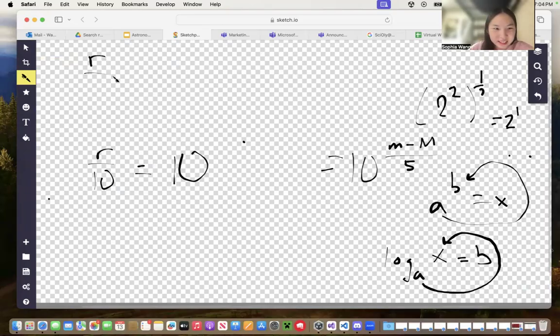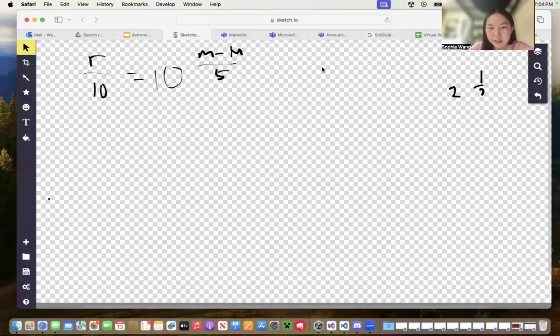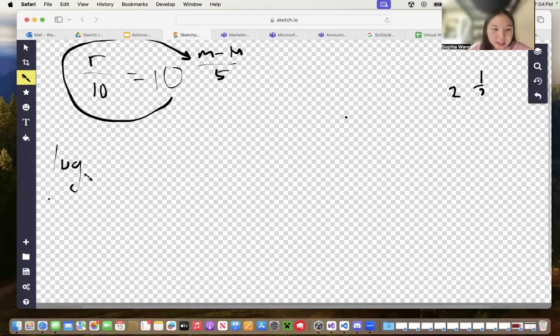So I'm gonna rewrite this, so give me a second. Gotta have a cleaner picture for you all to work with. Okay. Now we take the log of both sides. So we start at the 10, and we go log base 10 of all over 10 equals all this. And you can write that all out as log base 10 of all over 10 equals m minus m over 5.